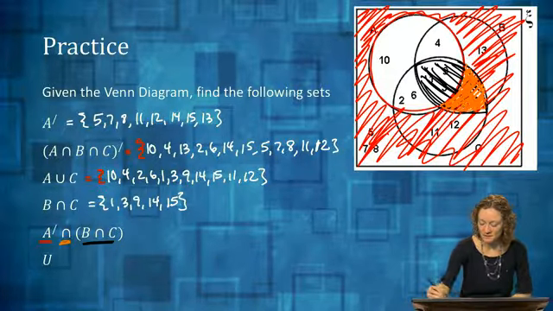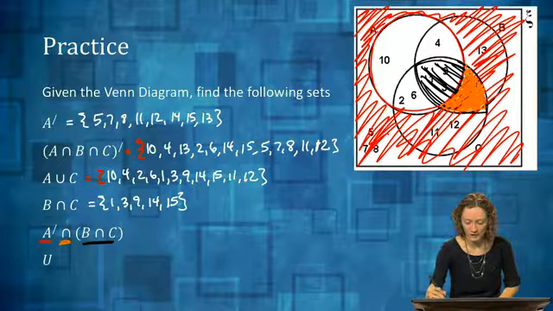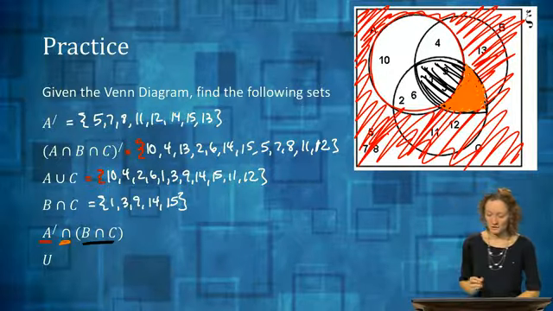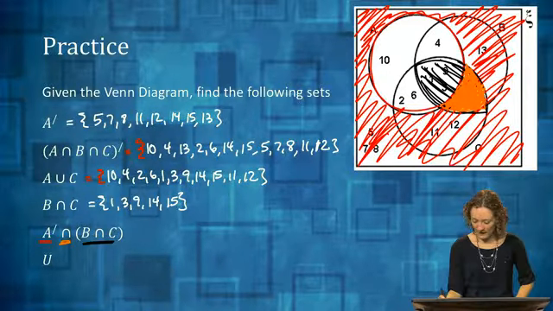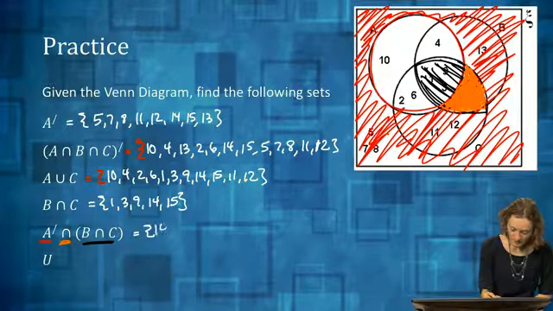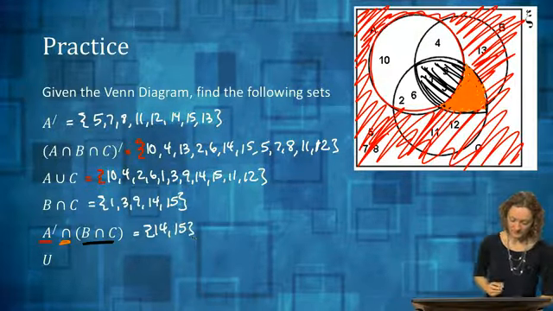Intersection feels more complicated because you have to look for what they have in common, but union is just everything from both. So for this one, we only want elements that fall in that orange shaded region. So we get 14 and 15.